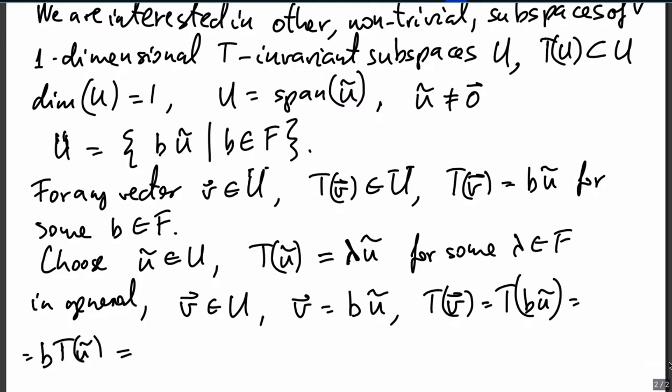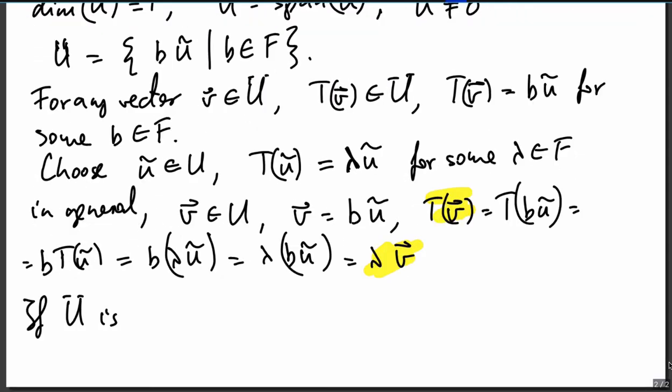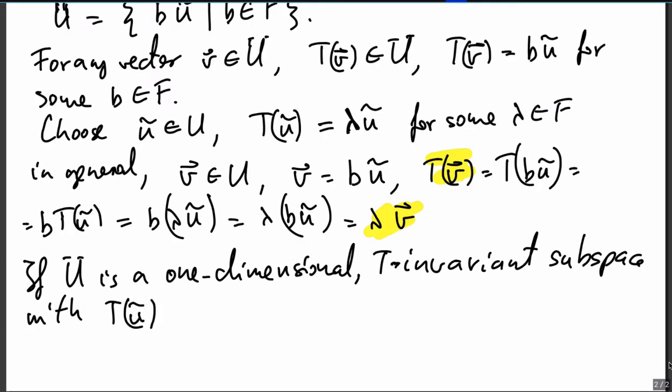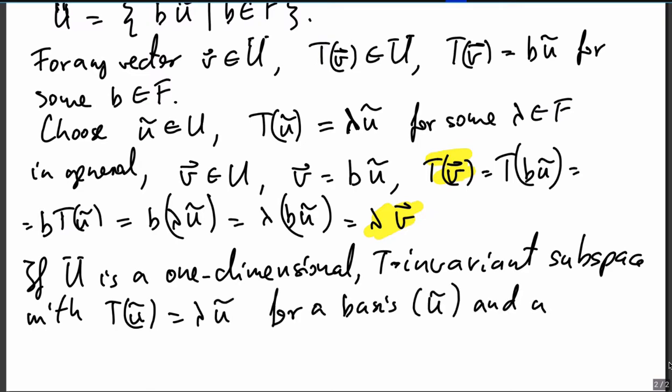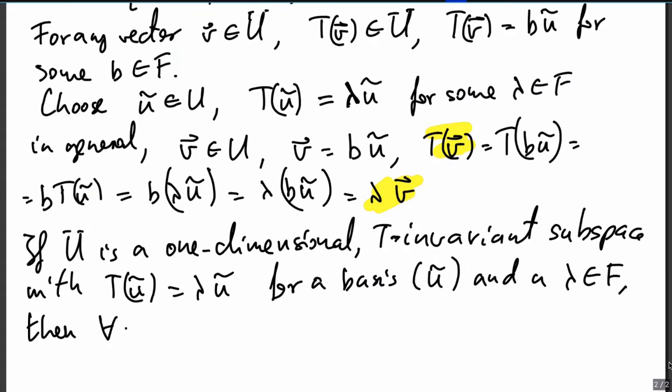Then for the U tilde image, we already used the lambda notation. So now we have two scalars, B and lambda. The scalar multiplication can be rearranged. So we can write lambda times B times U tilde, and B times U tilde was V. So we get that this is lambda times V. What we get with this is that if U is a one-dimensional T invariant subspace with T of U tilde equals lambda U tilde for a basis with one vector U tilde and a lambda from the scalar field, then for all vectors from this one-dimensional subspace, TV is the same as lambda times V.